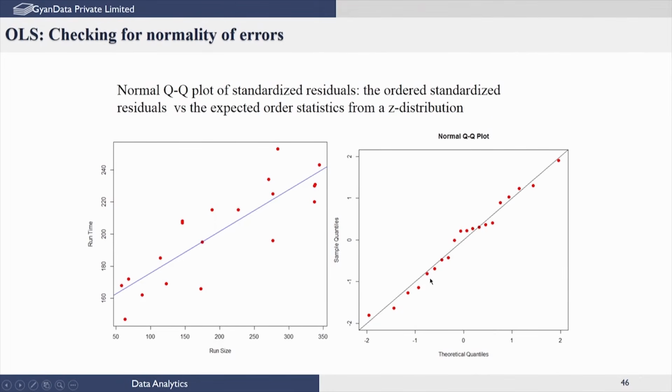If this does not happen, if we find a significant deviation of these quantiles from the 45-degree line, then the normal distribution assumption is incorrect, which means we have to modify the least squares objective function to accommodate this. It may or may not have a significant effect on the regression coefficient, but there are ways of dealing with it, which I will not go into.